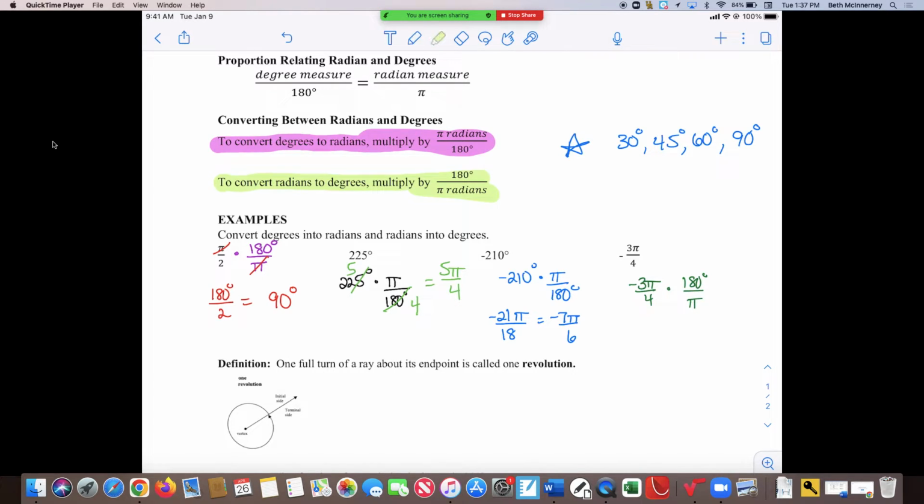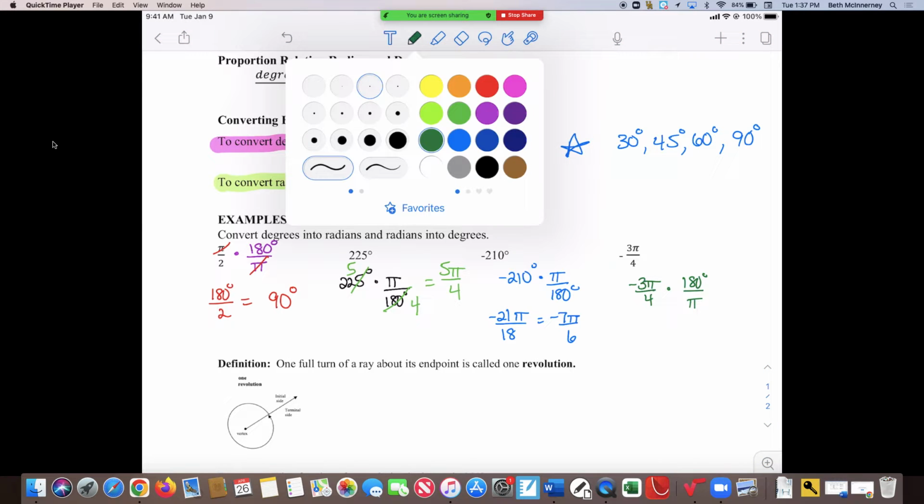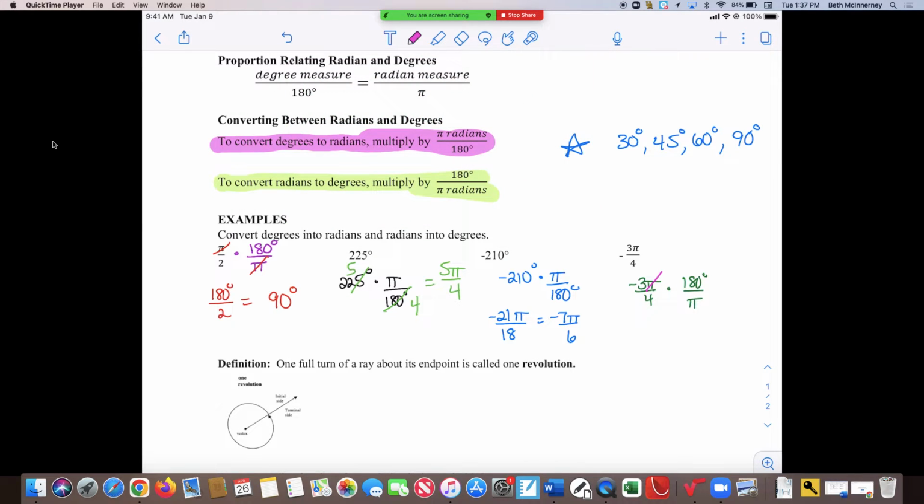So the first thing I'm going to do is cross out the pi's. And then I need to tell you something that's going to happen often. You're going to frequently do 4 into 180. That's going to be a common one that hopefully you'll just start to remember. 4 goes into 180 how many times? 45, right? 45 and 45 is 90. And I have 2 sets of those. So that's going to cancel down to 45 degrees.